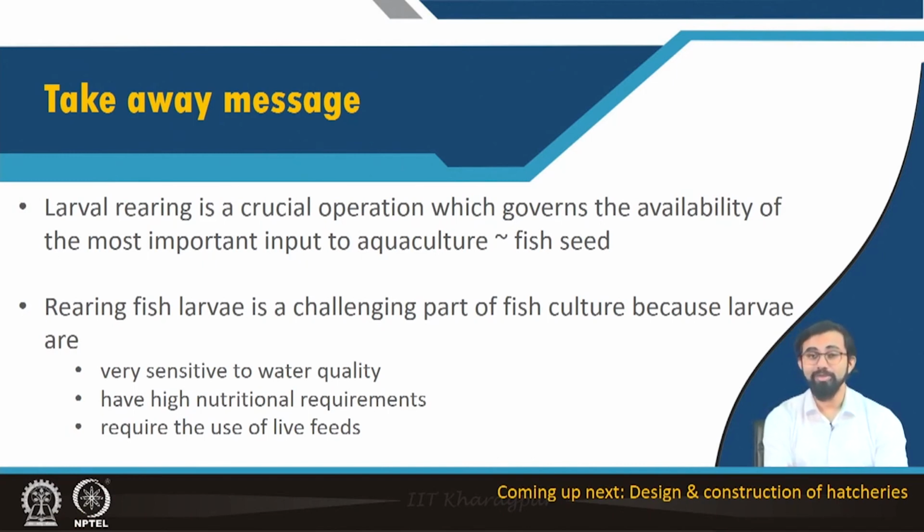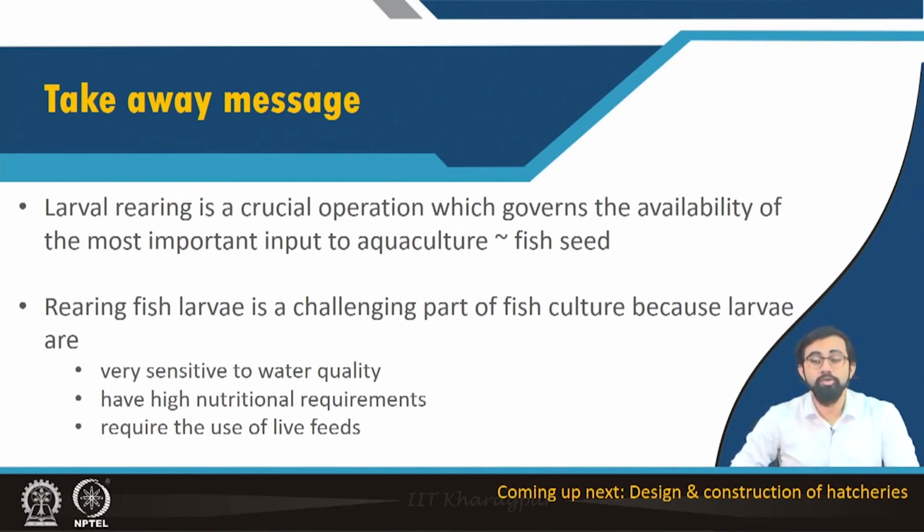I told you about live feed because in the larval stage the sensory systems are not as established as once they reach the juvenile, fingerling or adult stage. Because of that, live feed is more useful. They can easily identify it because of its locomotion, and they can go and have it. Also, because they are in an early stage of development, they need very high nutrition, and a proper diet has to be maintained for them to grow.